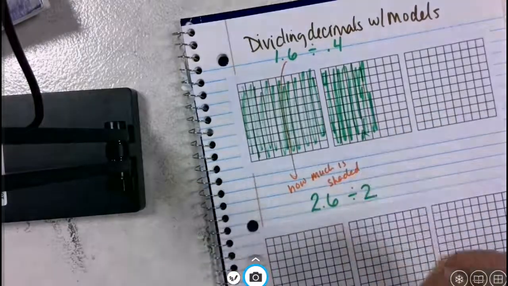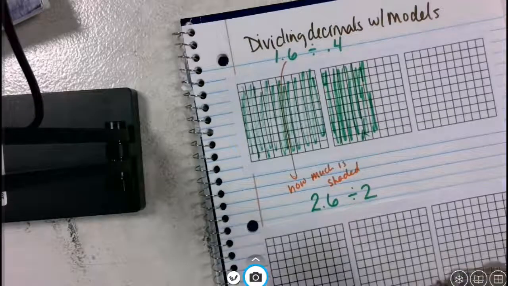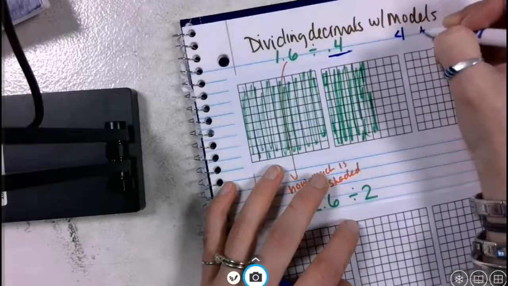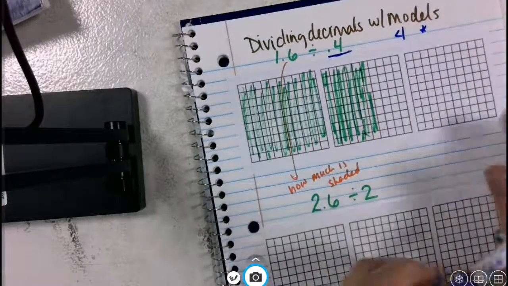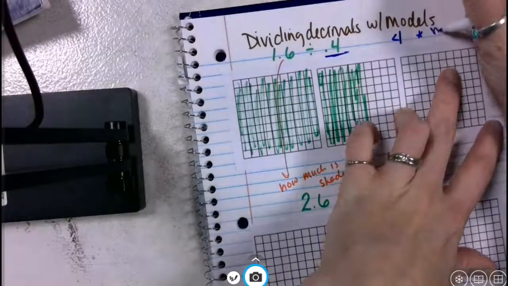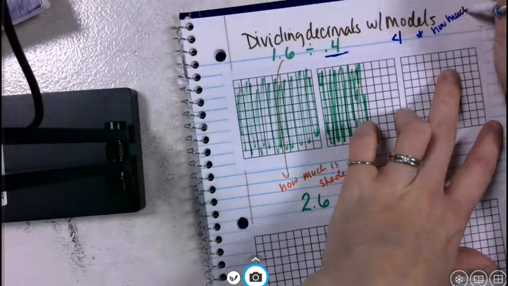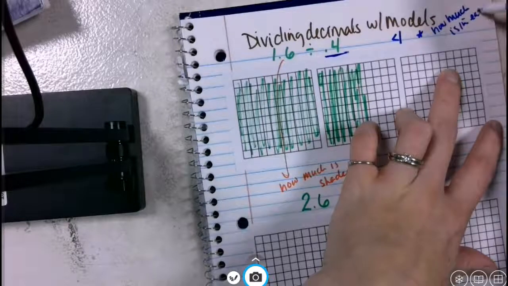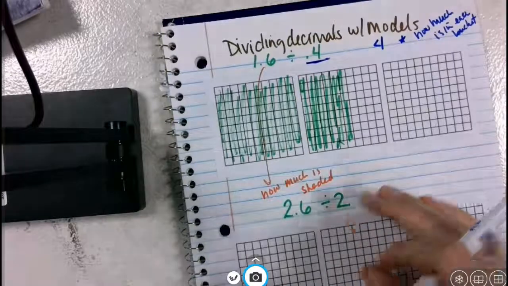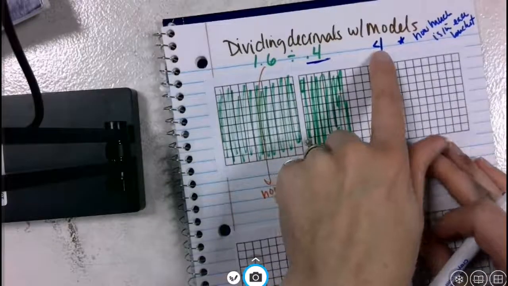So how much is shaded? This second number is where it really comes into play. Since this is less than 1, that's where we're paying attention here. This tells us how much is in each bucket, kind of a question, is how I like to think about it. That tells us how much is in each bucket, and that's because it's less than 1.